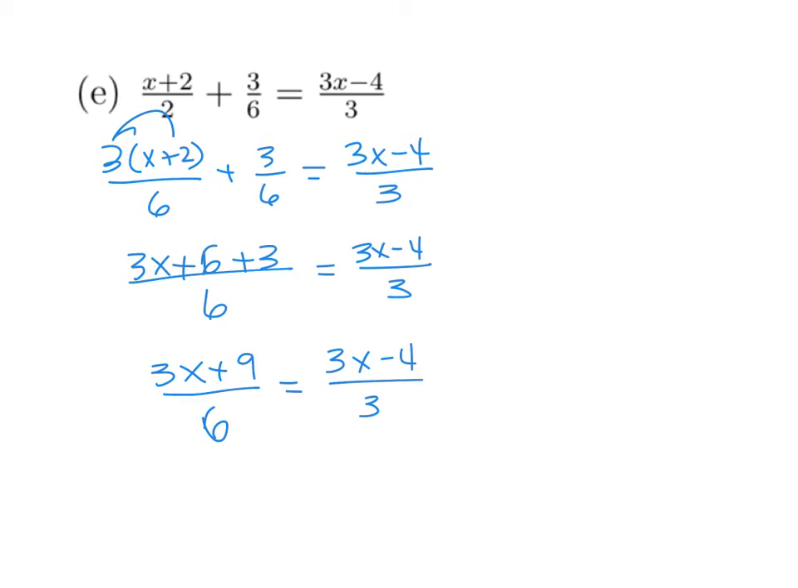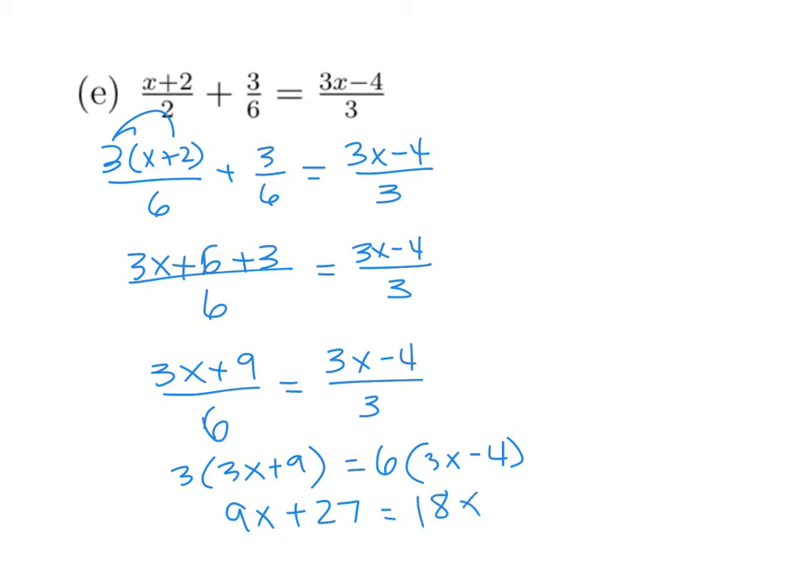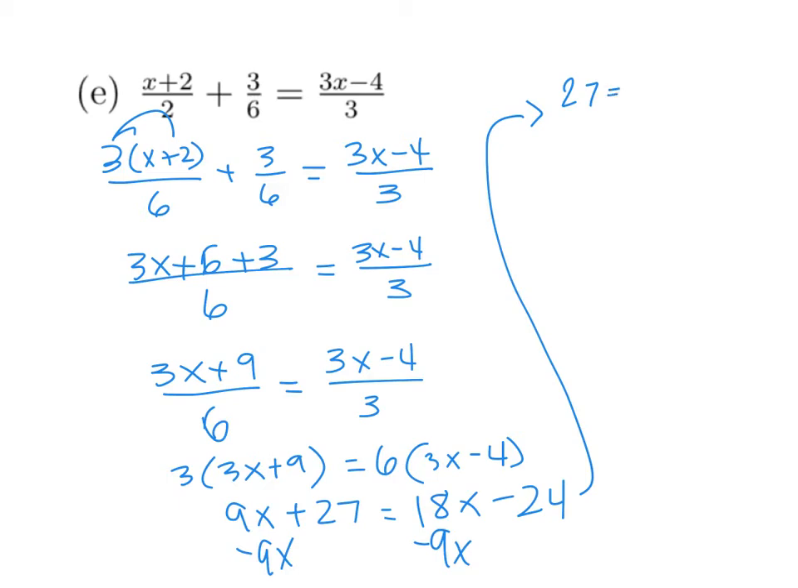Now we can finally cross multiply, now that I have a fraction equal to a fraction. 3 times 3x plus 9 is equal to 6 times 3x minus 4. Okay, multiplying it out, and then we'll solve for x. So we have, distribute, 9x plus 27 is equal to 18x minus 24. A lot of steps for this one, so I'm going to subtract 9x from each side. We have 27 is equal to 9x minus 24.